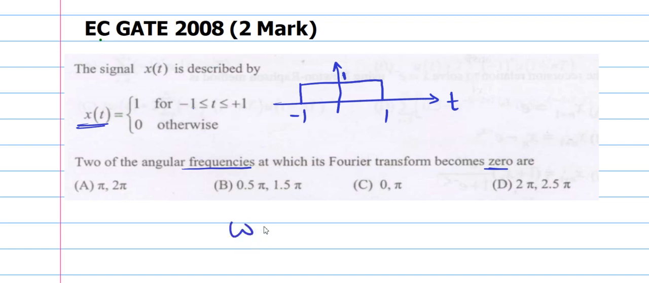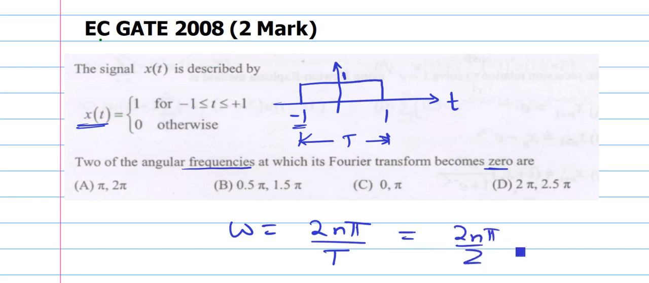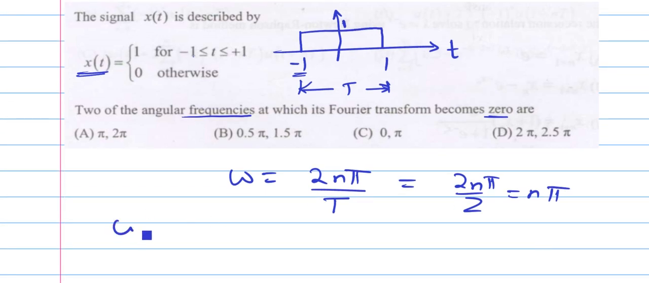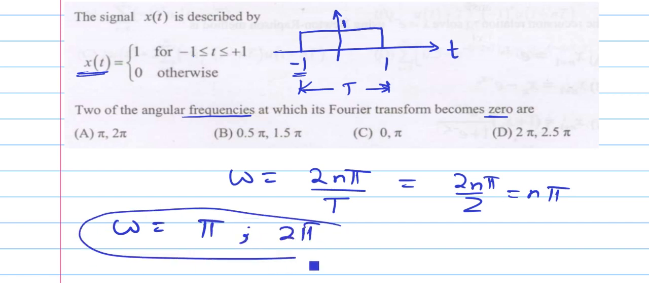So just now we have seen that omega equal to 2n pi divided by capital T, where n is integer 1, 2, 3, 4, minus 1, minus 2, minus 3 like that, and what is capital T? Is capital T minus 1? No. Capital T is the duration. So what is capital T here? 2. So this becomes 2n pi upon 2, that means n pi. Put n equal to 1. So first omega value is pi. Put n equal to 2. So second value of omega is 2 pi. So these are the frequencies at which our answer is 0. So the correct answer for this question is pi and 2 pi.